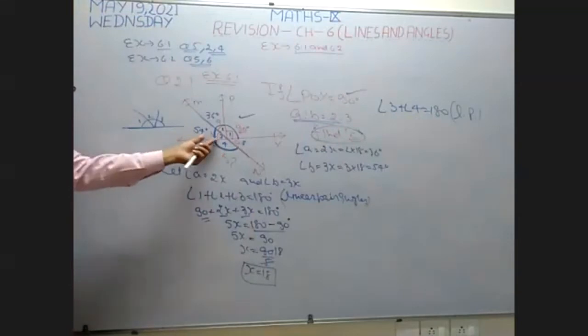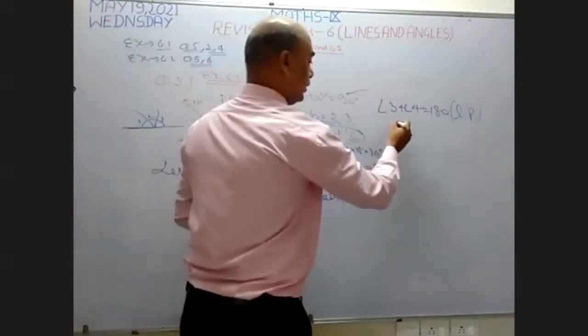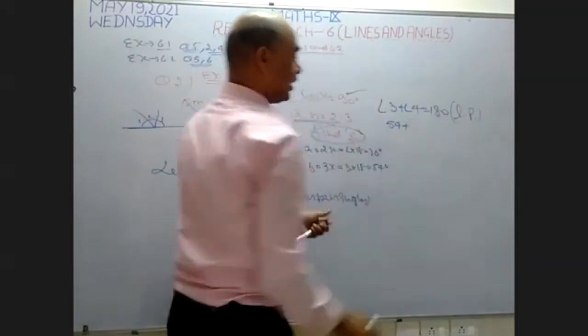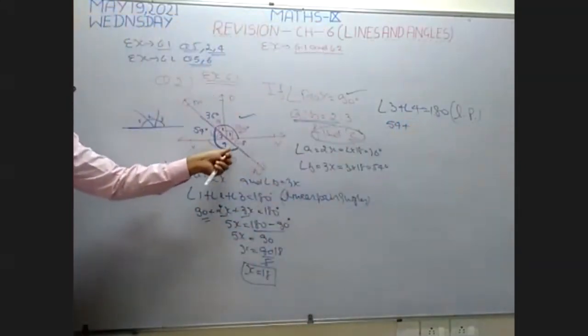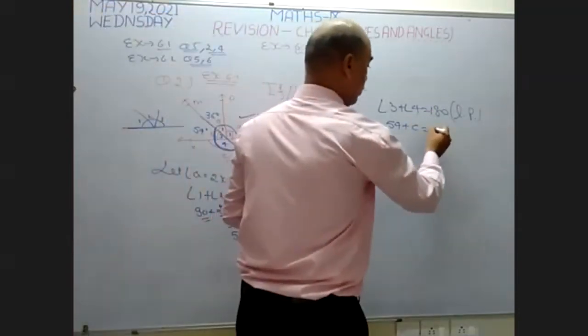Now the value of angle 3 is given. The value of angle 3 is 54, so write 54 degrees. What is the value of angle 4? Angle 4 is given as C. So instead of angle 4, I want to write C. I write 54 degrees plus angle C equals 180 degrees.